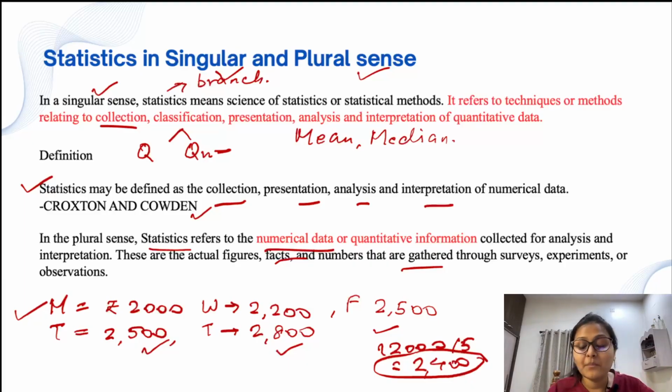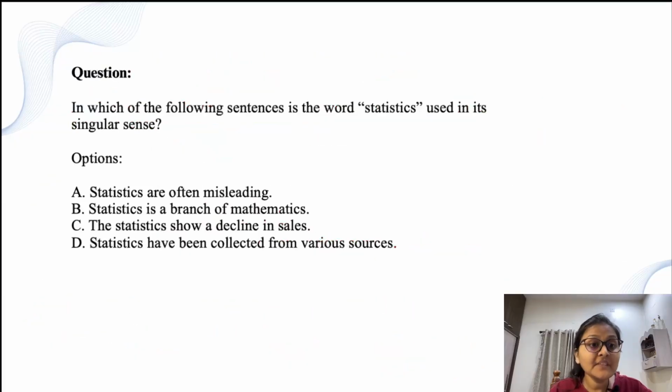So this is the major meaning. Now let us look at the next slide. Here we will approach a question. In which of the following sentences is the word statistics used in its singular sense? Now the options are: option A, statistics are often misleading. This is a very strong statement which is condemning that statistics are often misleading.